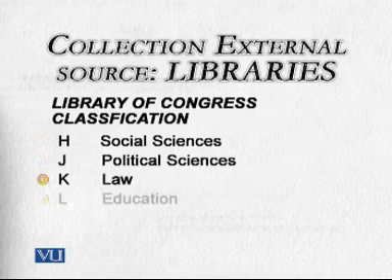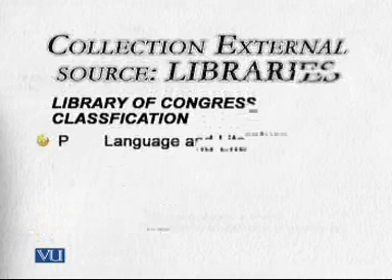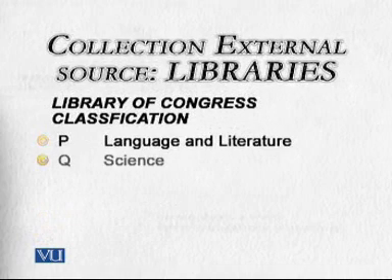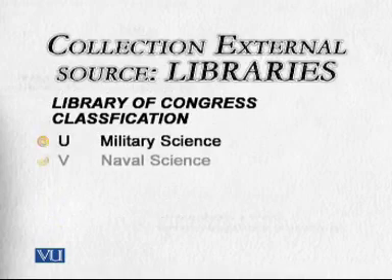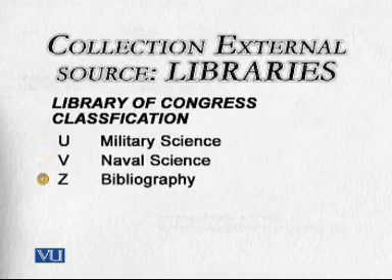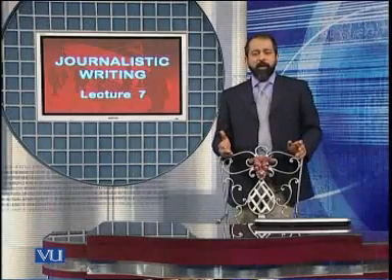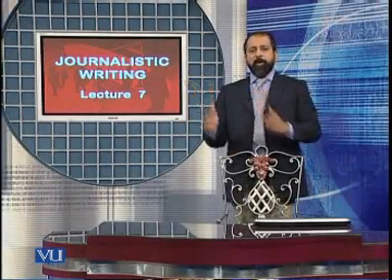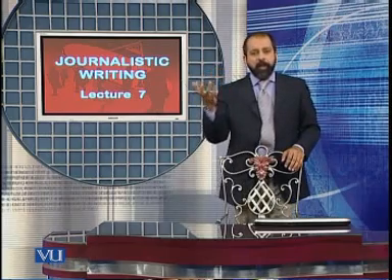K is law. L goes for education. M for music. N for fine arts. P, language and literature. Q is science. R is medicine. S, agriculture. T for technology. U for military science. V for naval science. And Z for bibliography. Let's say your area is geography. You know that I'll go to the section where books are categorized under G, okay?